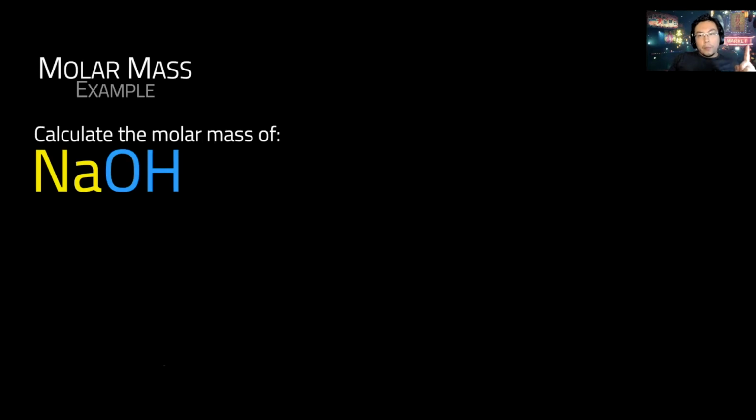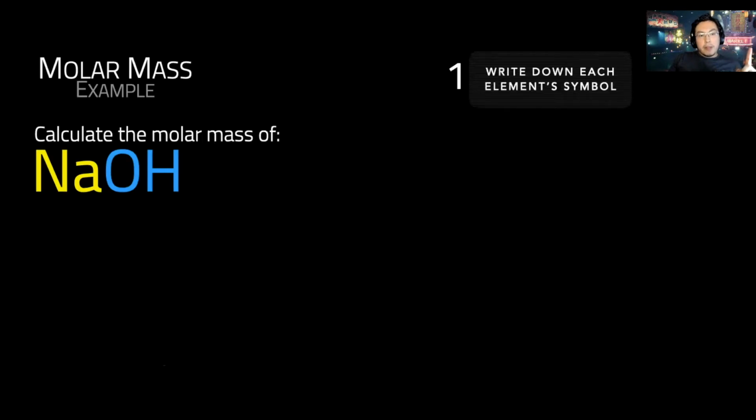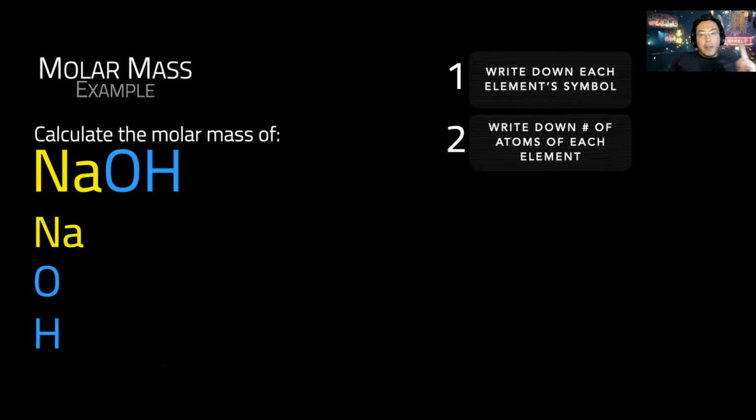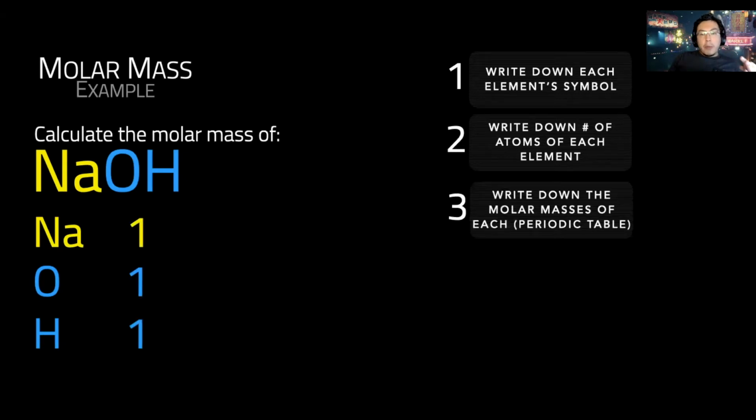So first step, write down the elements for these guys. So sodium, oxygen, and hydrogen. Got it. Step 2, write down the number of atoms for each element. So again, if there's no subscript in here, there is no number for any of them, that means there's 1 for each. So we're going to write 1s for everybody. Number 3, write down the molar mass for each of these elements. Remember, these guys are in the periodic table. So the numbers that we just saw, we're going to bring them back here.